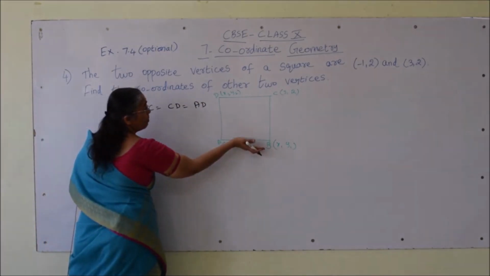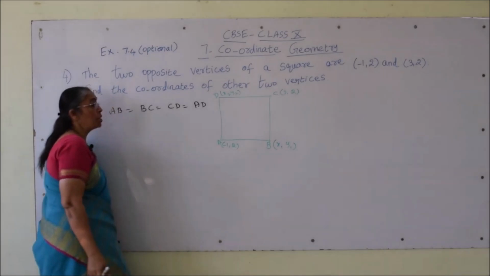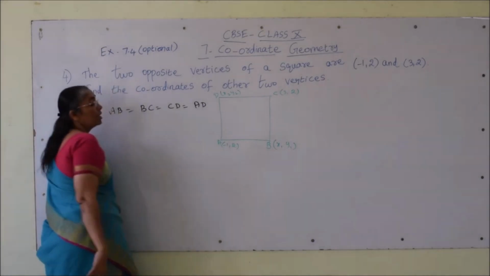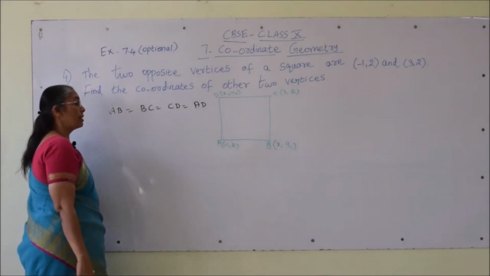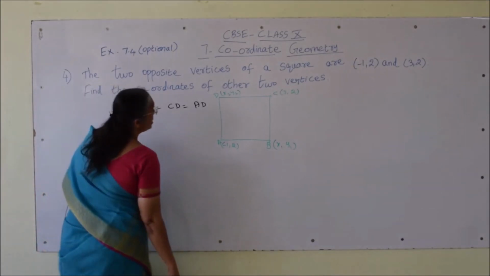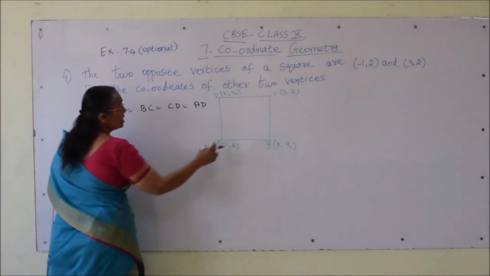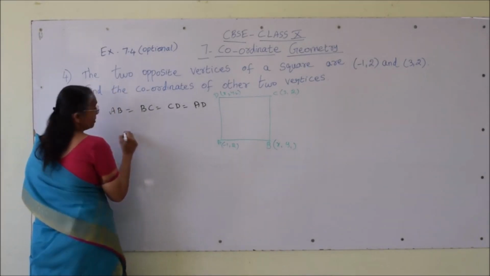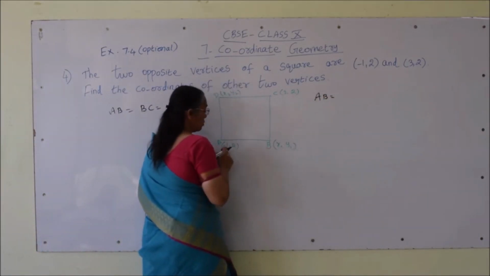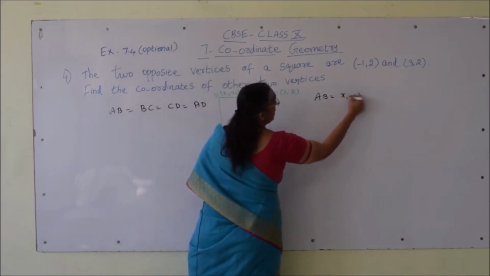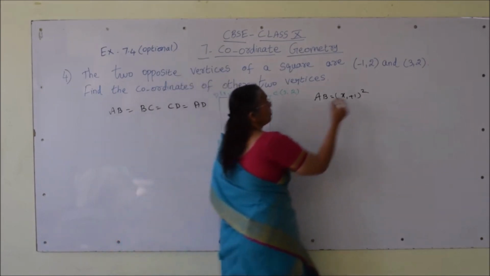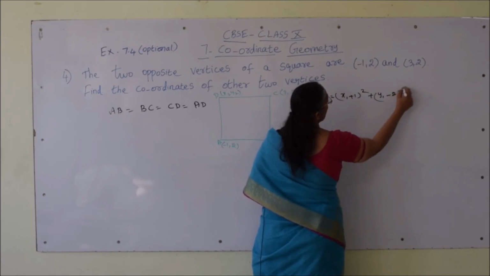If we do AB equal to DC, we will get one condition in terms of x1, y1. Again, if we do BC equal to AD, we will get another condition. Then we can solve those two equations to find the values of x1, y1 and x2, y2. Let us see how. Now, AB distance: we should take these two points. x1 minus of minus 1 is x1 plus 1, so (x1 plus 1) whole square plus (y1 minus 2) whole square, under root.